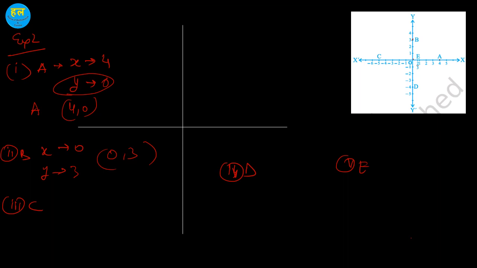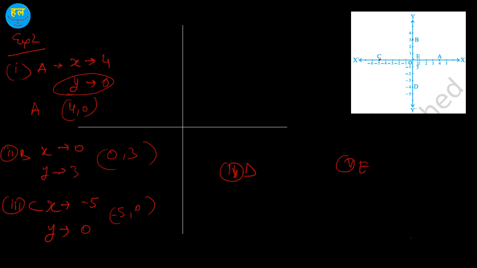Third, C. Again we can see that it is on the negative side, on the left side of the x-axis, at -5. And there is no y here, it is on the origin line. Therefore y has to be 0. So the coordinate will be -5, 0.